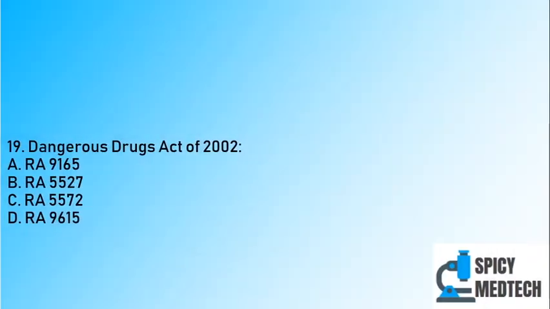Number 19. The Dangerous Drugs Act of 2002 is also known as A. RA 9165, B. RA 5527, C. RA 5572, or D. RA 9615. So the answer for number 19 is letter A, RA 9165.